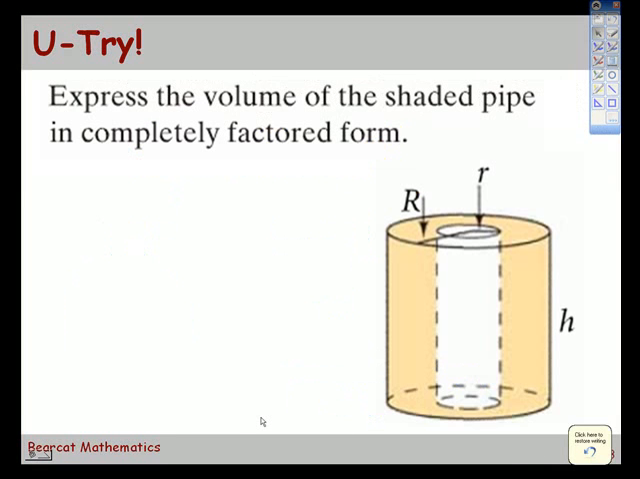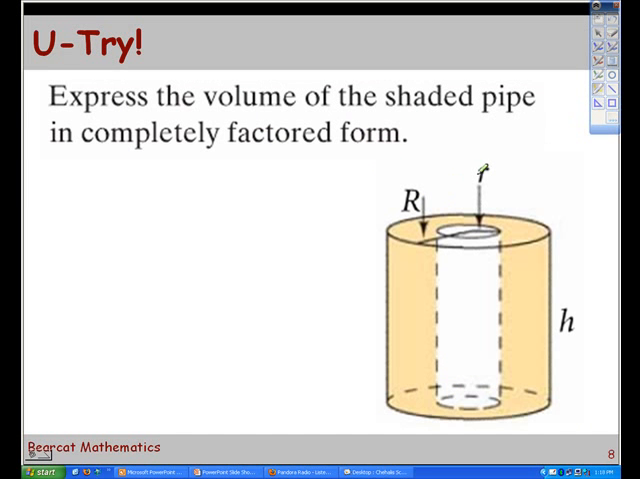Here's another problem for you to try. You're going to express the volume of the shaded pipe in completely factored form. So notice up here, little r is the radius of the inner white circle, and big R is the radius all the way out to the edge, and then we've got a height. You're trying to express the volume of the shaded pipe. What part's the shaded? The yellow stuff, not the middle. Give that a shot.